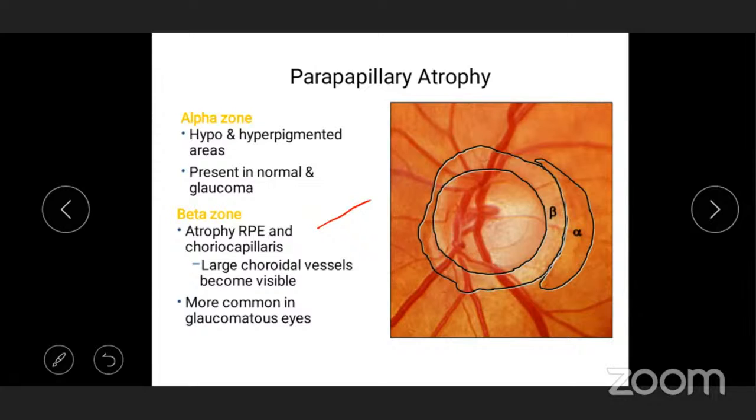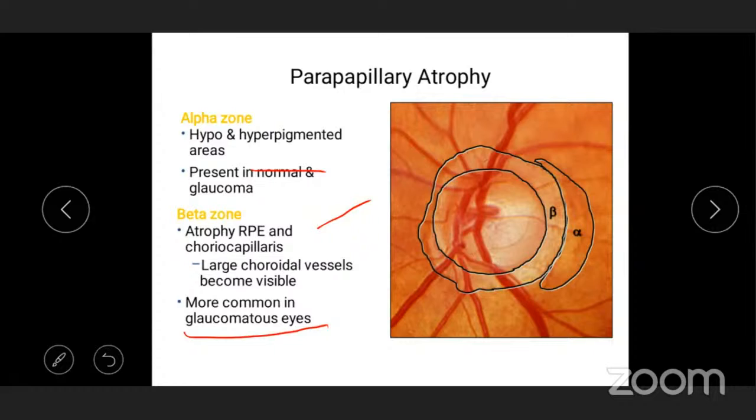And why it is important, beta zone more than alpha zone, is because it is more common in glaucomatous eyes. The alpha can be seen also in a normal eye. So that is why we pay more attention to the beta zone. And because beta zone is so important in glaucoma, I have a mnemonic to teach you.